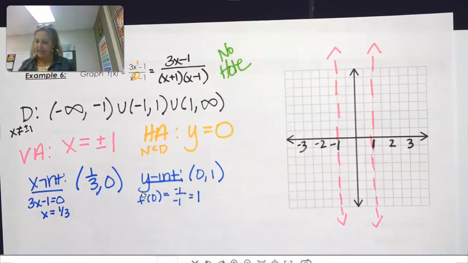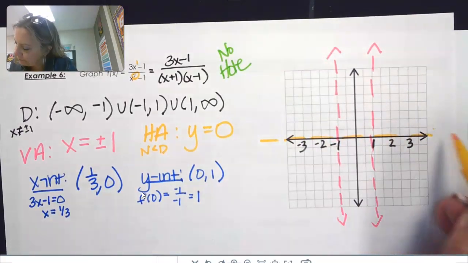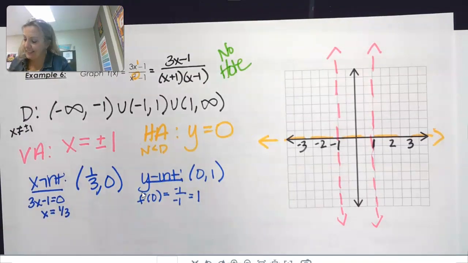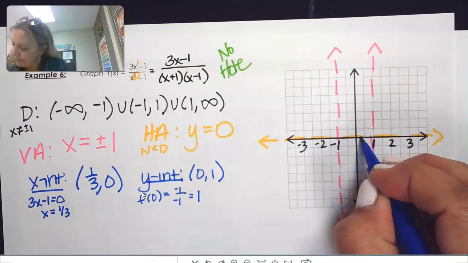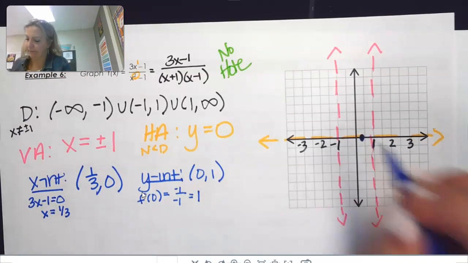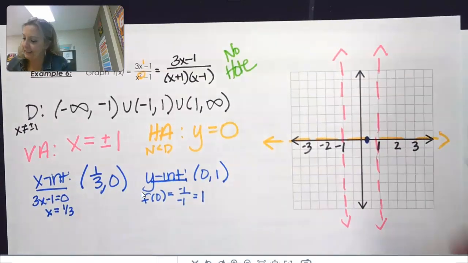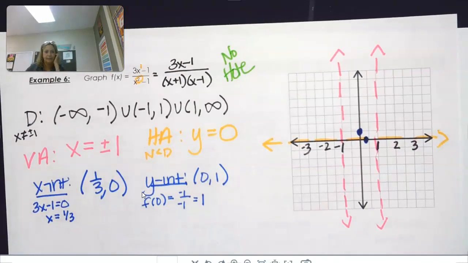So then I have my horizontal asymptote at y equals 0. That'll help us with that end behavior. My x-intercept is at 1/3, 0. So here's a half, so maybe a third would be about right here. And my y-intercept is 0, 1, so I see that that's going to be here.